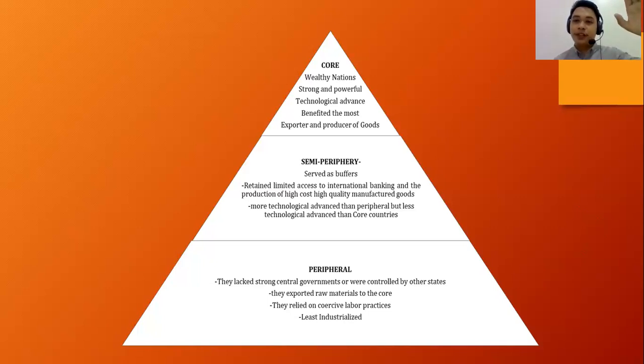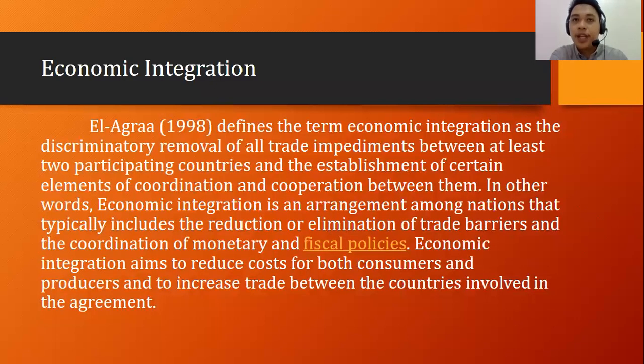Kumbaga, first world, ito po yung nasa core. Second is the semi-periphery. Then the peripheral is the third world countries. So ganun po yung nagiging tawag po natin. Next ay yung meron due to the economic activities in a global perspective, may tinatawag po tayong economic integration. So ang pinaka-focus naman ng economic integration, these are the arrangement among the nation that typically includes the reduction and elimination of trade barriers and coordination of monetary and fiscal policies.